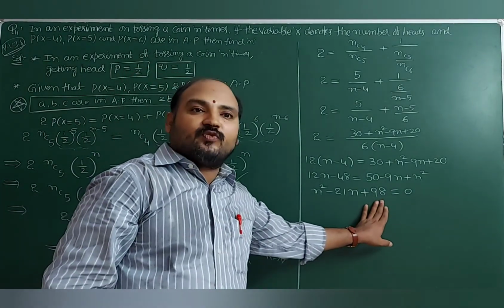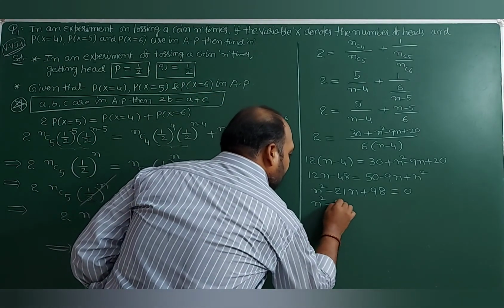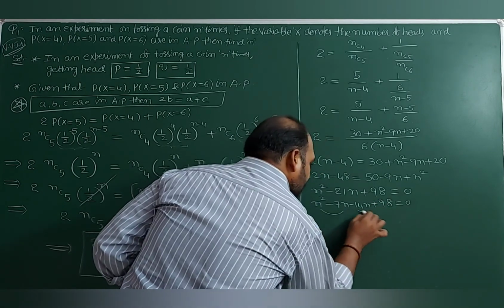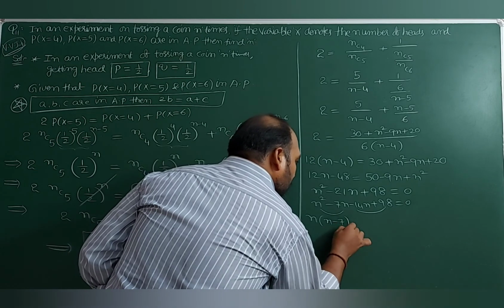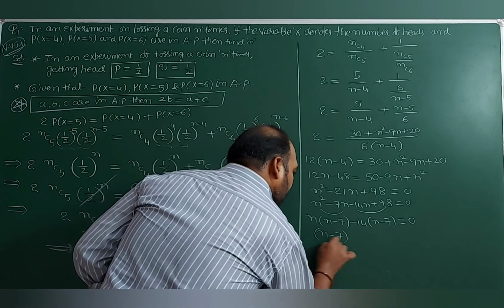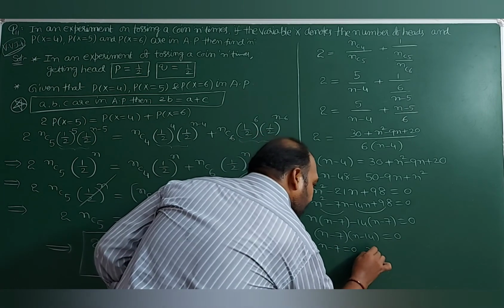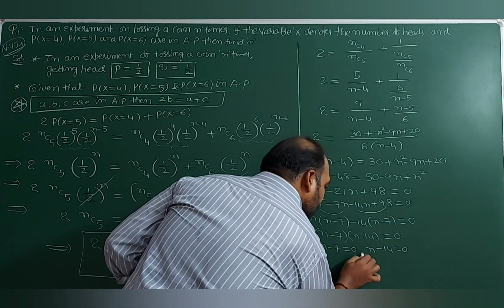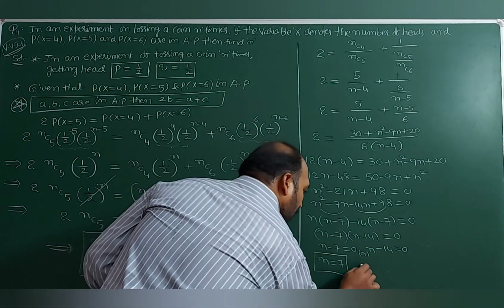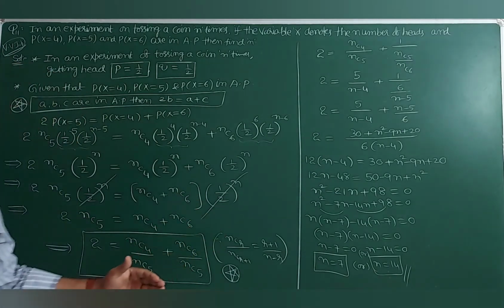So 98 factors: 14 sevens are 98, 14 plus 7, 21. So n square minus 7n minus 14n plus 98 equal to 0. Factorization: n into (n minus 7) minus 14 into (n minus 7). So (n minus 7) into (n minus 14) equal to 0. So n minus 7 equal to 0 and n minus 14 equal to 0. Either n is equal to 7 or n is equal to 14. So the value of n is either 7 or 14.